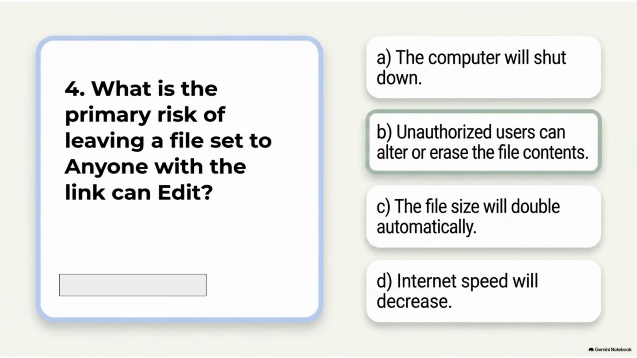Question 4. What is the primary risk of leaving a file set to anyone with the link can edit? The correct answer is B. Unauthorized users can alter or erase the file contents. Always restrict edit rights to specific email addresses, or switch shared links to viewer or commenter mode.